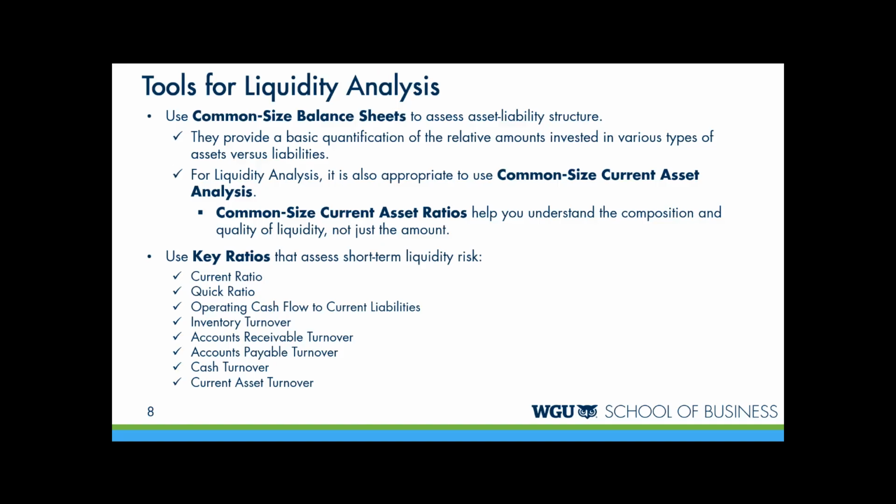The other primary tool we use is going to be ratio analysis. And we have some key ratios that we will review here that will help us assess short-term liquidity risk: our current ratio, our quick ratio, our operating cash to current liabilities ratio, our inventory turnover ratio, and then we have another series of turnover ratios that deal with specific current assets. Our accounts receivable, our accounts payable deals with the liability side, our cash turnover ratio just deals with our cash, and the total current asset ratio deals with all of our current assets.